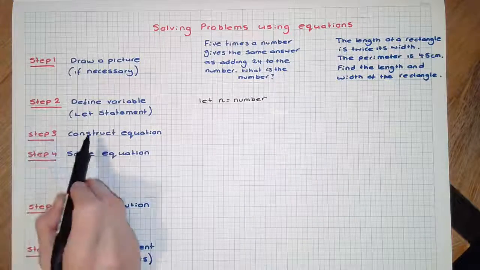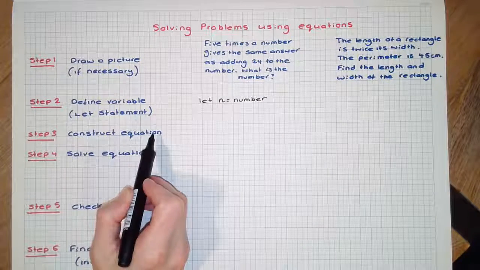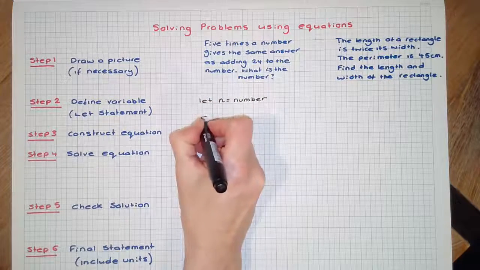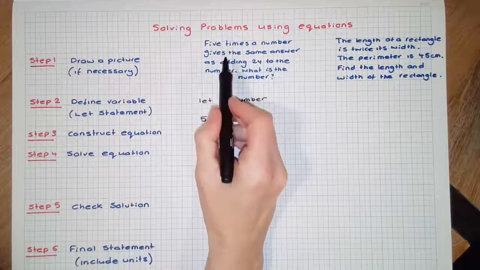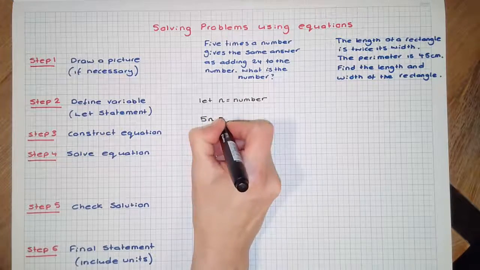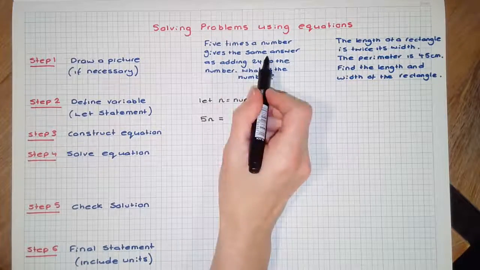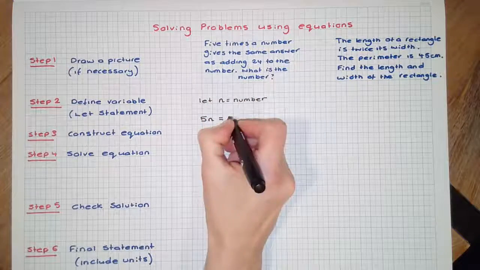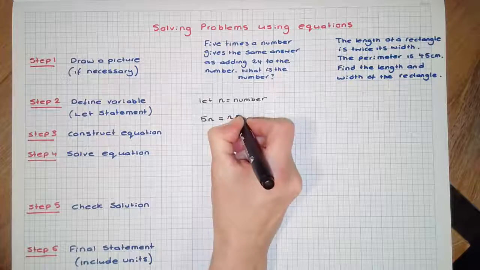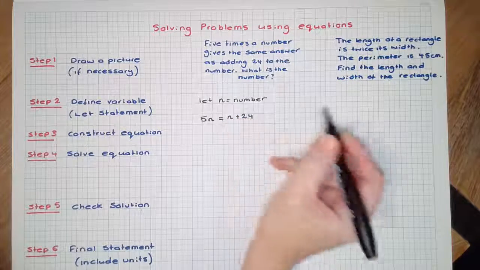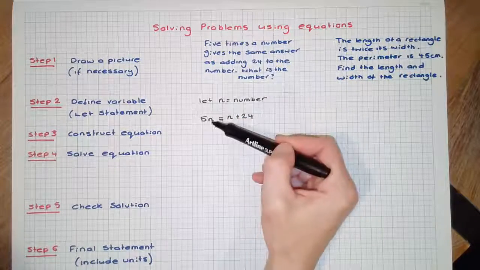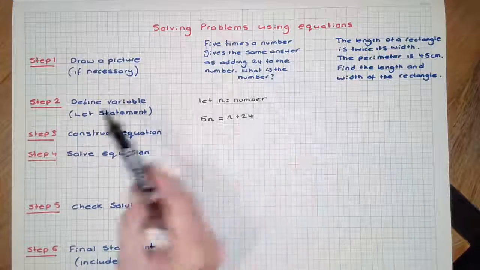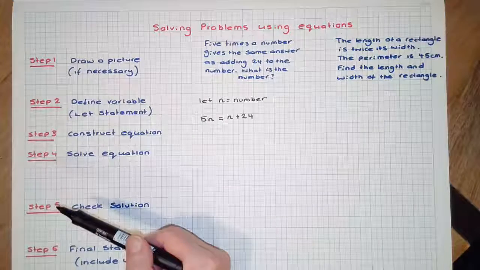Step 3, construct the equation. We need to reread the question. 5 times the number, which would be written as 5n, gives the same answer, equals, as adding 24 to the number. So we could write 24 plus n or n plus 24. Let's check again. 5 times a number, 5n, gives the same answer as adding 24 to the number. Step 3, constructing the equation completed.